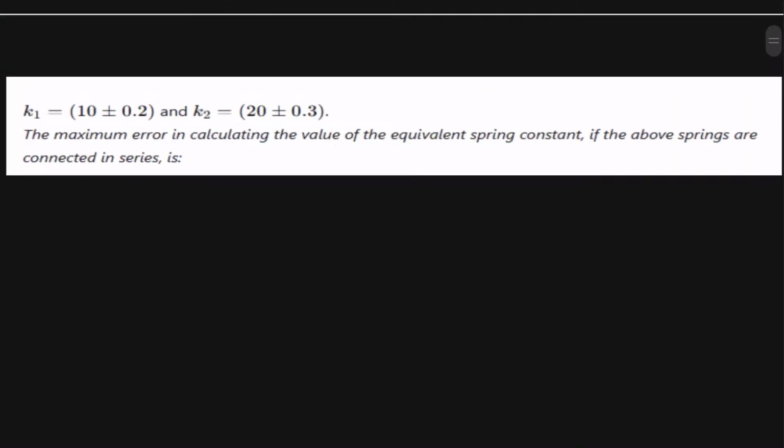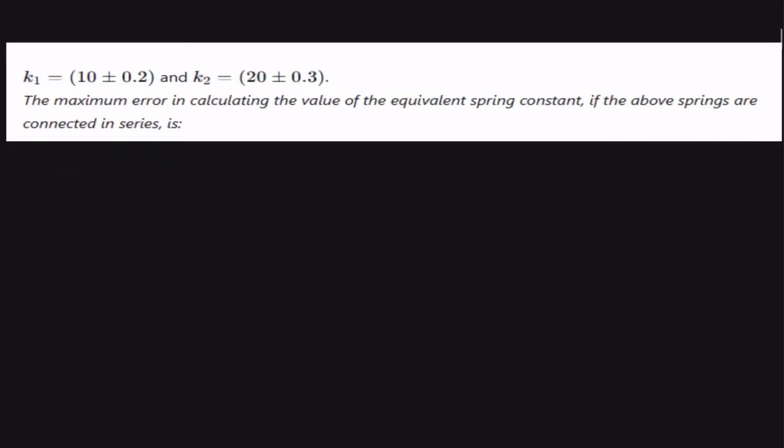So this is the dimensions of A upon B. And please, once again, these are memory based questions. The data and everything might be here and there, but the basic premise of the question is going to remain the same. That is not going to change much. So the next question: K1 and K2 are given to us. The maximum error in calculating the value of equivalent spring constant if the above springs are connected in series is.